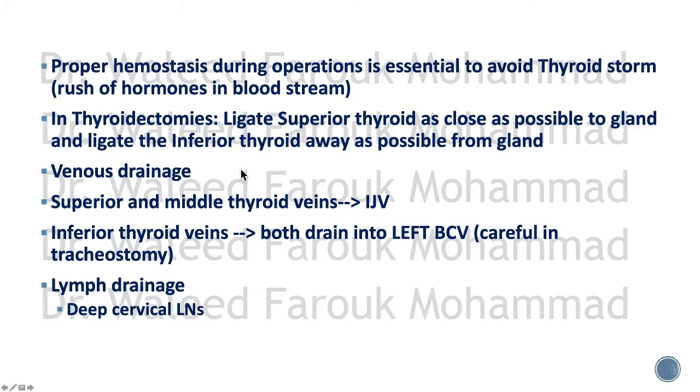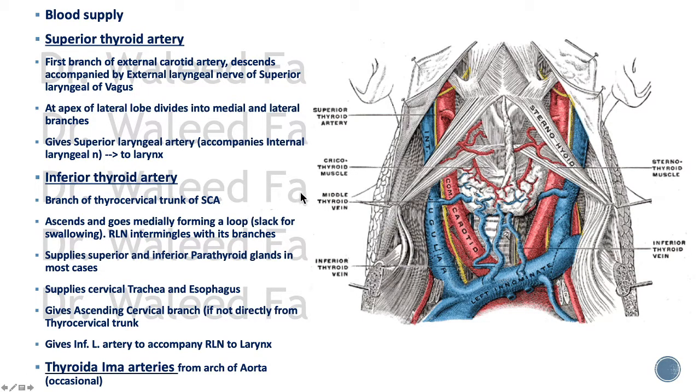Now, the venous drainage: superior thyroid vein to the internal jugular vein, middle thyroid vein to the internal jugular vein, right and left, of course, left to left side and right to right side. Look at the inferior thyroid veins. The left and right inferior thyroid veins both drain into the left brachiocephalic vein, and this is a very common question.